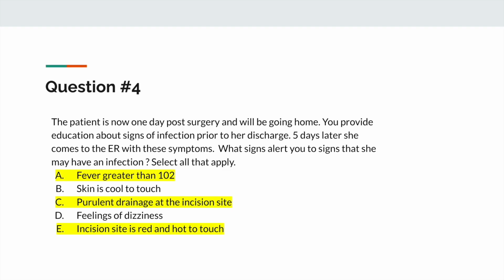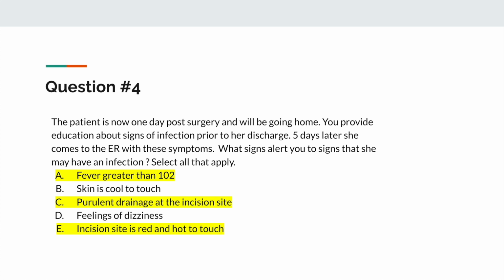Question number 4. The patient is now 1 day post-surgery, will be going home. You provide education about signs of infection prior to her discharge. 5 days later, she comes to the ER with the following symptoms. What signs alert you that she may have an infection? So looking at this one, we're just looking at classic signs of infection. So fever greater than 102. That is a fever, so that would be an indication.